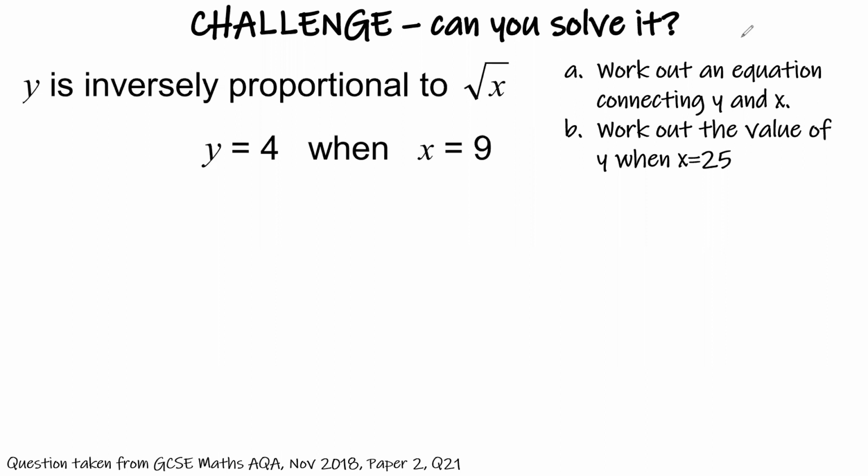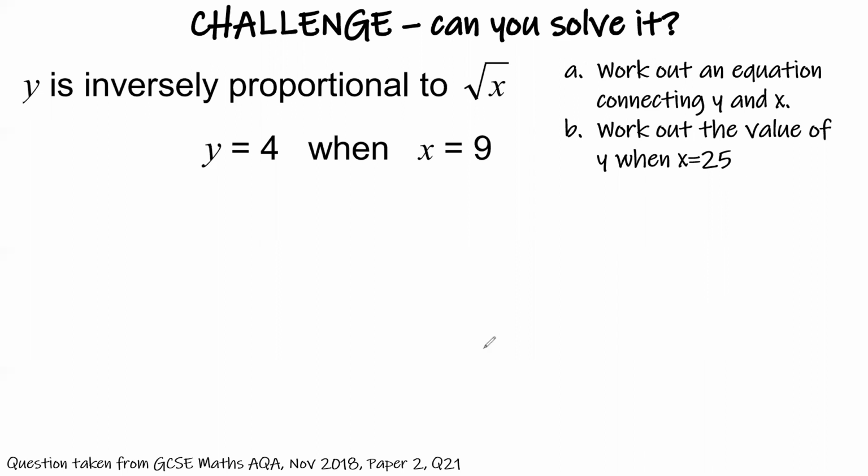So today we're going to be having a look at this rather challenging GCSE maths question. We've been given the information that y is inversely proportional to the square root of x. We've been given a couple of values for x and y, and we've been given two parts of the question. The first part is to write an equation connecting y and x, and then to work out the value of y given a value of x.